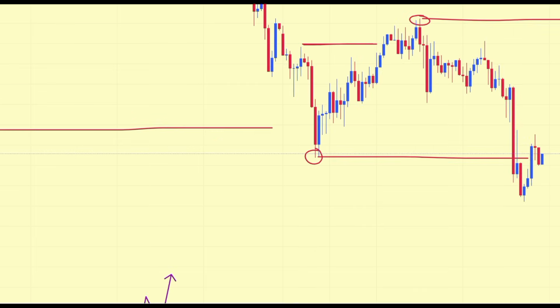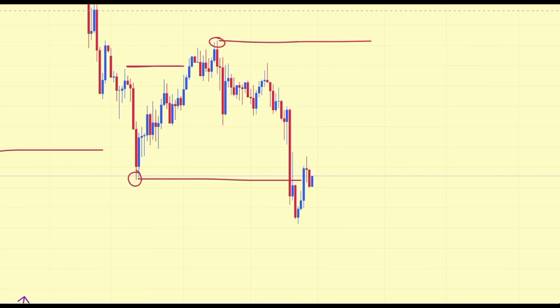Right, so back into our chart where we were right here, we can clearly see that price has made that break of structure.